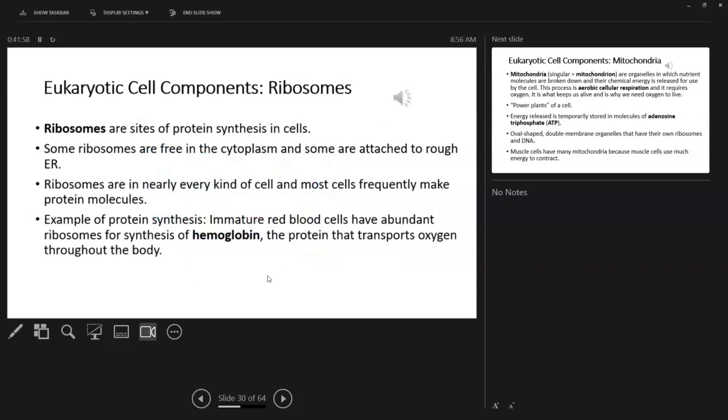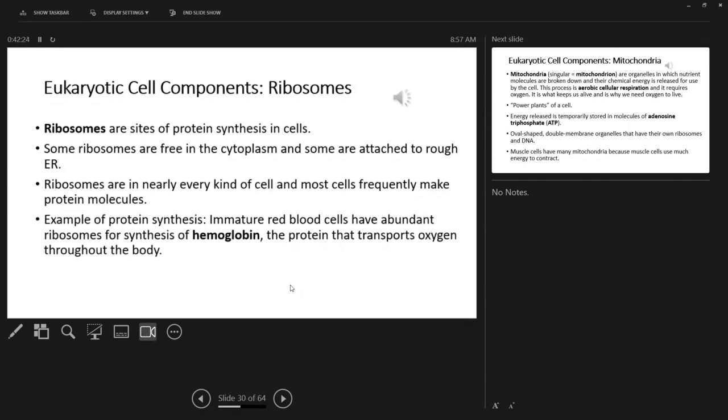Okay, then ribosomes. This is where the protein molecules are made. And I think in another chapter we'll see how the ribosomes do it, how they use information from the chromosomes to put amino acids together to make proteins.